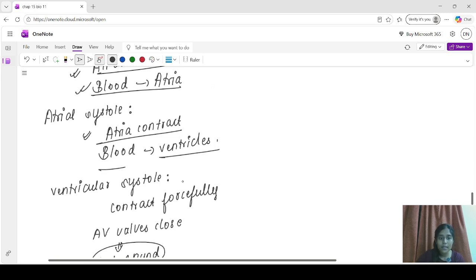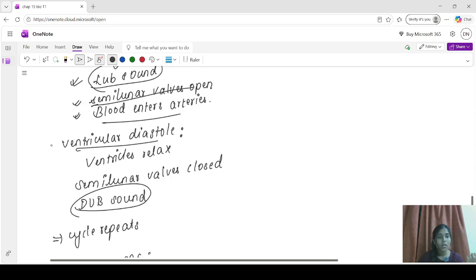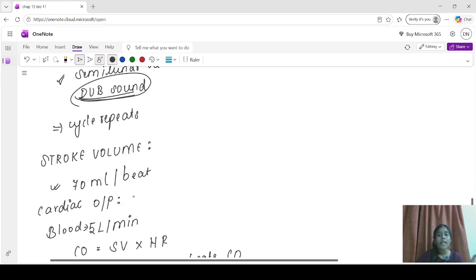And what is ventricular systole? The ventricles contract forcefully and the atrioventricular valves are closed. This is reflected in the lub sound. The semilunar valves are open and blood enters the arteries. So what happens in the ventricular diastole? The ventricles will be relaxed and the semilunar valves will be closed. So the dub sound will be heard. Now the cycle repeats continuously.